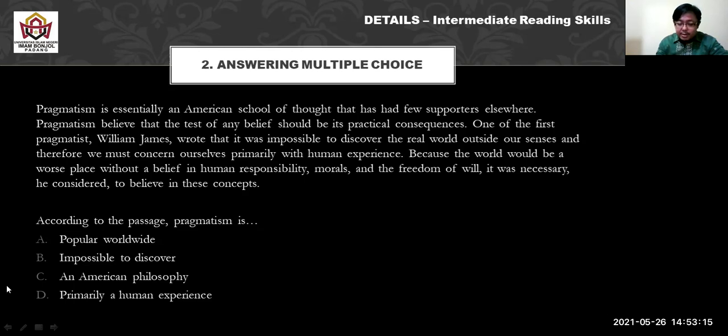Okay, let's see. Popular worldwide? Pragmatism believes that there are practical consequences. An American philosophy, okay, so that would be the answer. This is what it says: pragmatism is essentially an American school of thought. See? American school of thought. That's why it becomes an American philosophy.